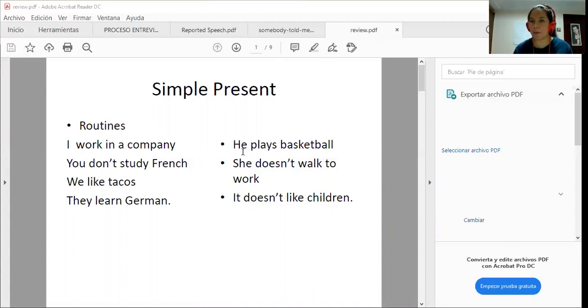What about the rest of the pronouns? For example, he, she, it. We use what? An S, ES, or IES, depending on the spelling of the verb. And doesn't and the verb in base form.